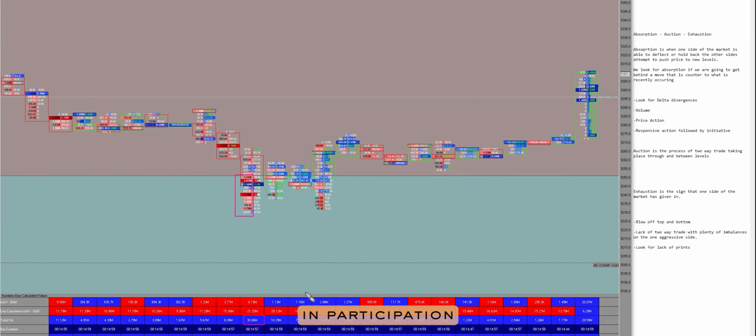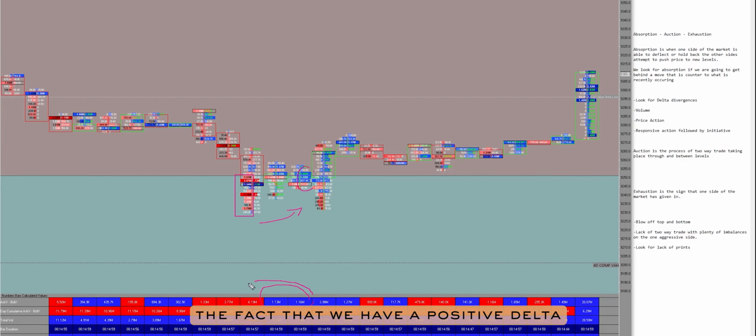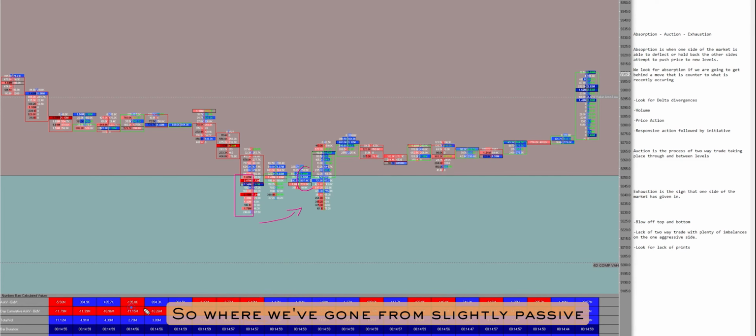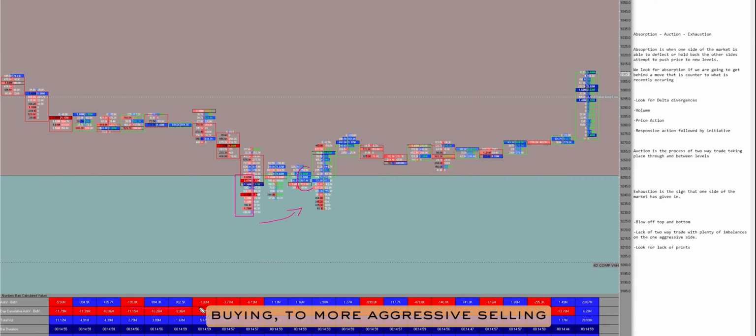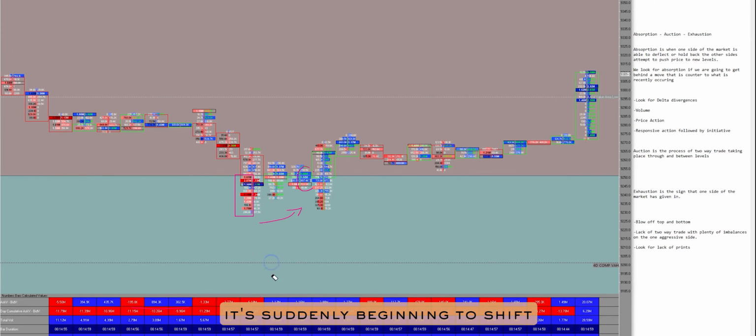And there's a slight change in participation. So now you see there's a slight increase in aggressive buying activity. So out of this low, after this major spike, there is an increase in delta. It's not just the fact that we have, again, aggressive buyers, it's the fact that we have a positive delta within these candles overall. So where we've gone from slightly passive buying to more aggressive selling to now a big spike, it's suddenly beginning to shift, and this is after we had already seen multiple signs of absorption within the CVD.